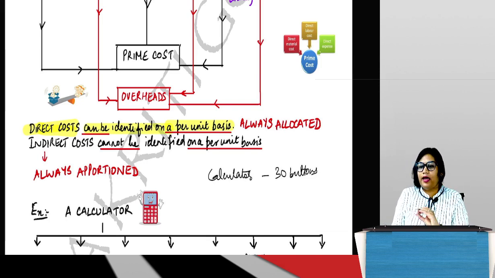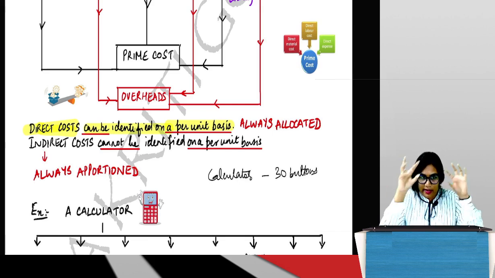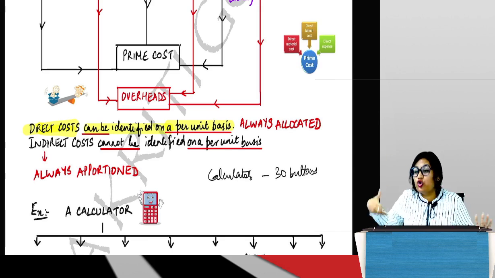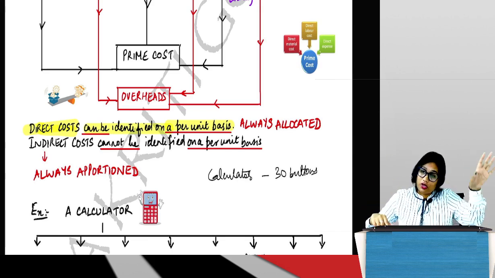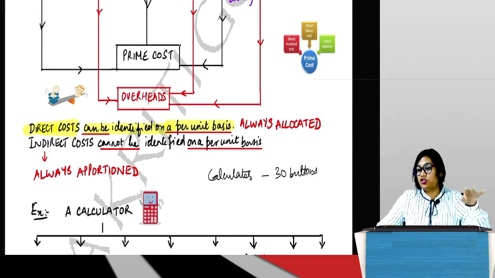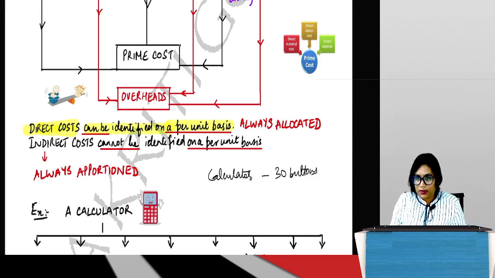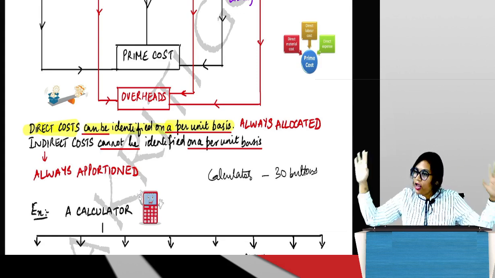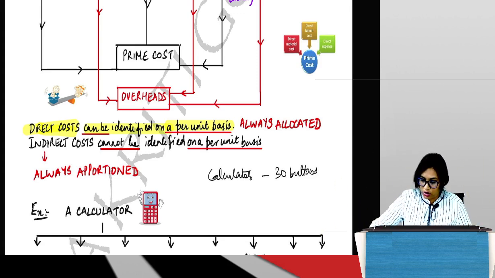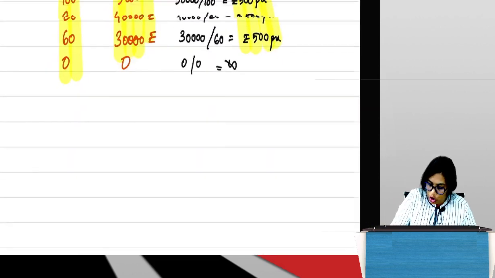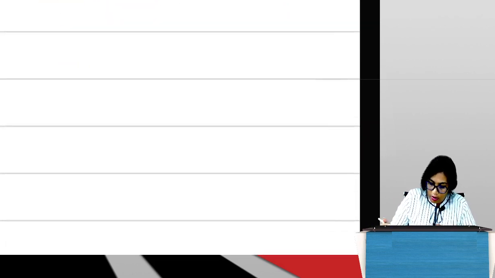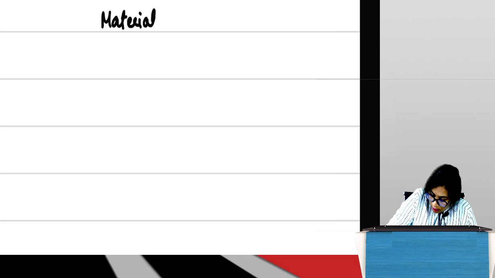And indirect costs are those costs which cannot be identified on a per unit basis. How do you put them to units? You have to calculate. You have to figure out, okay, what was the total cost, how many units were manufactured, then you calculate the cost per unit and then you put it to the product. Guys, is it okay? So if I were to jot it down for you here, all our costs are material.